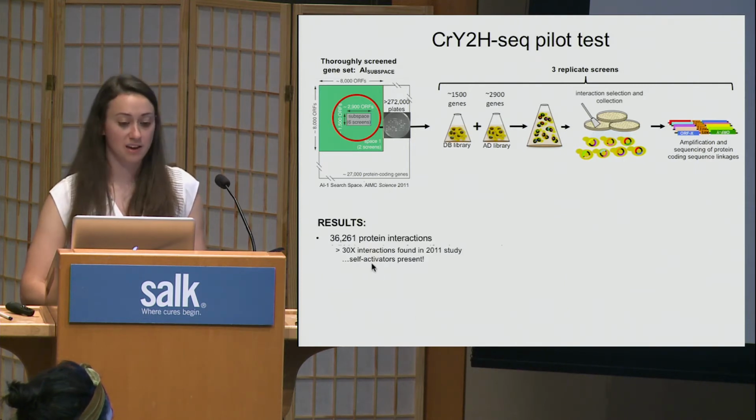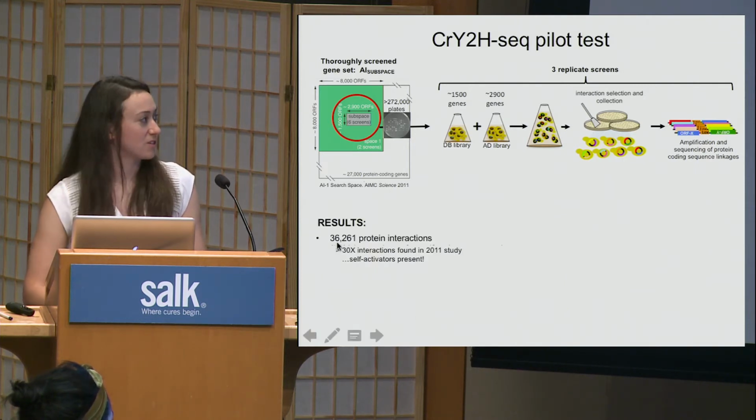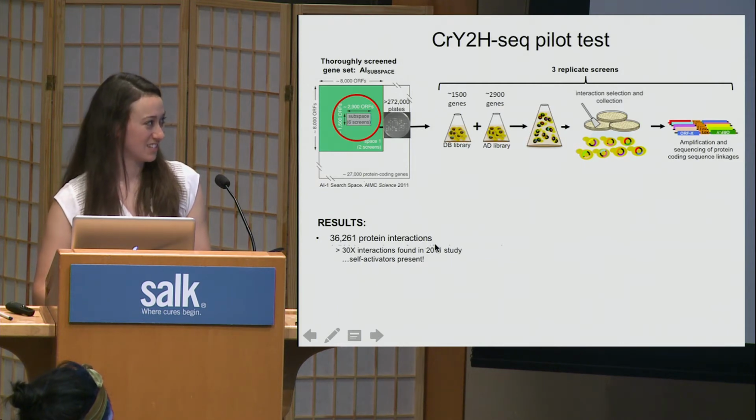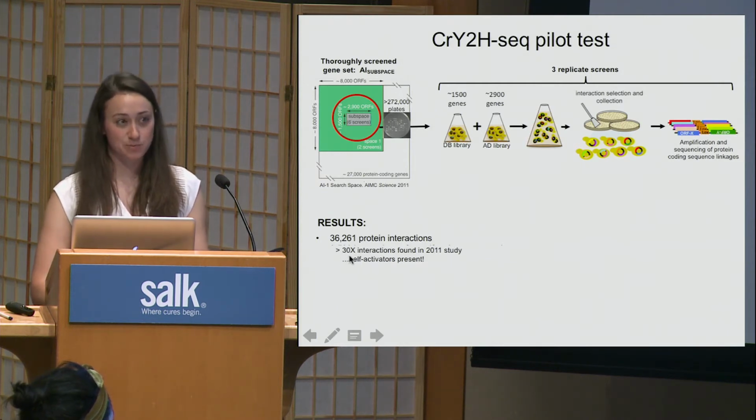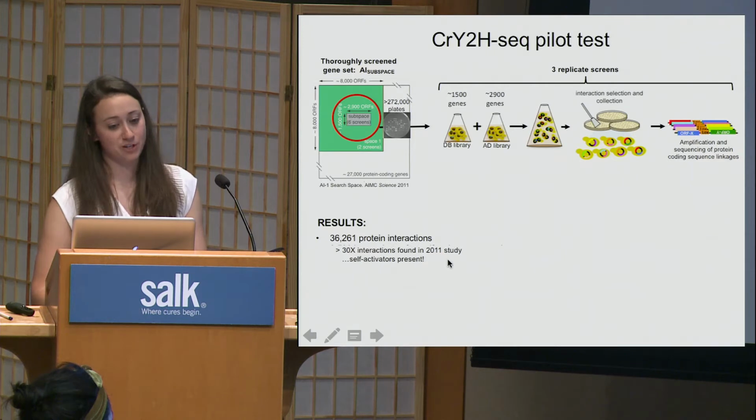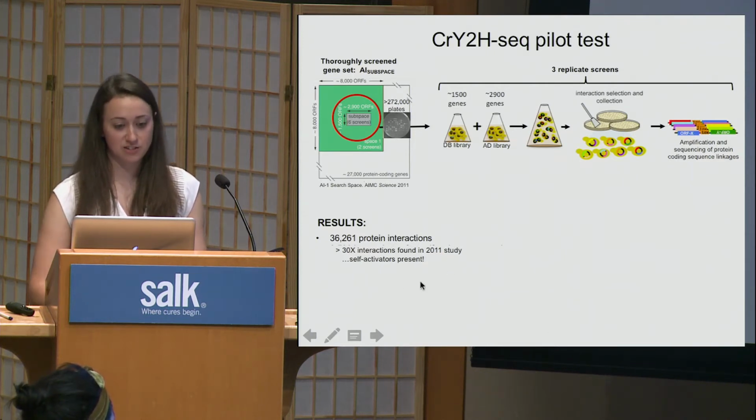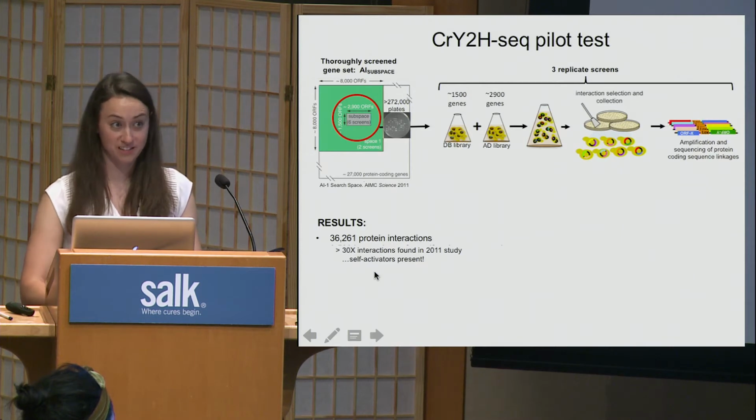And I saw that 36,000 protein interactions were in the data. And this was more than 30 times the amount of interactions found in the previous study. And I determined that there were self-activators present.